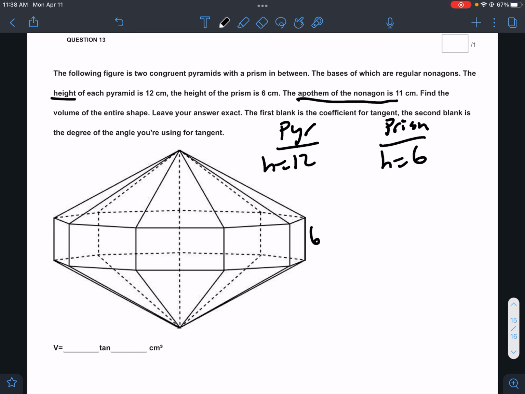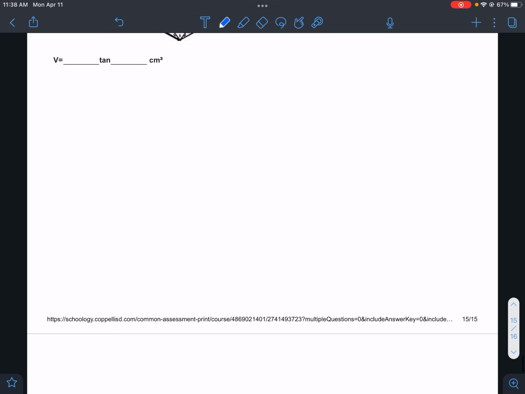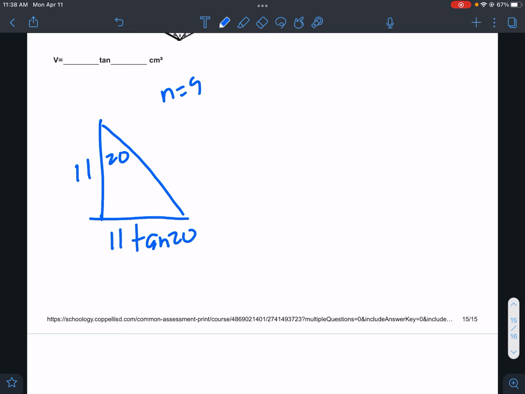The apothem of the nonagon is 11. We're going to have to get the area of that nonagon. So the apothem is 11. So for every nonagon, we draw this. The apothem's 11, 360. It's a nonagon, so we know that n equals 9. So there'd be 18 of these triangles. So there's going to be 20 degrees each. So this is going to be 11 times the tangent of 20.